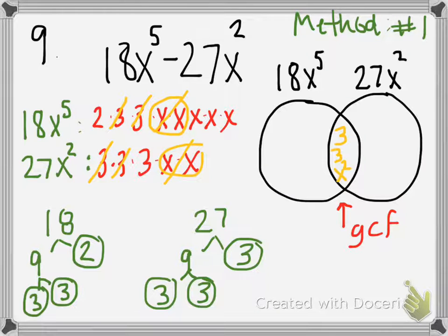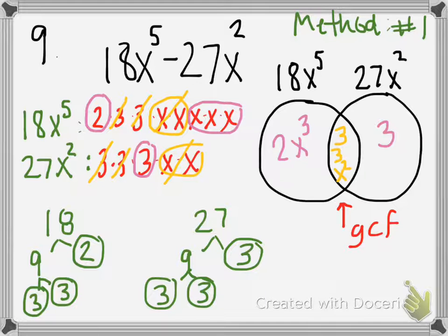So, what's left over, I'm going to circle that in each list. On the 18x to the 5th, we have 2 and then x to the 3rd. So I'm going to write that 2x to the 3rd for the 18x to the 5th side. And what was left in the 27x squared? Just a 3. So I'm going to write that on the 27x squared side.